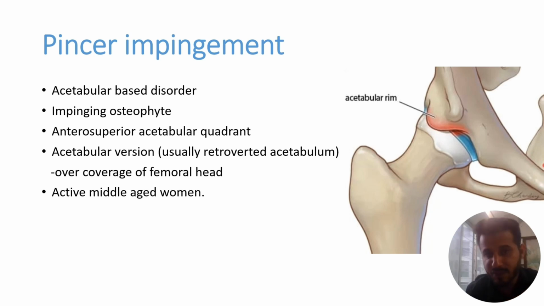So this pincer impingement is more of an acetabular based disorder. Here as we can see, an osteophyte lies mostly on the anterior-superior quadrant of the acetabular rim. And in this type of FAI, the acetabulum version can also be retroverted, which leads to over coverage of the femoral head. How? I'll show you in a while. So this variety is usually found in active middle-aged women.